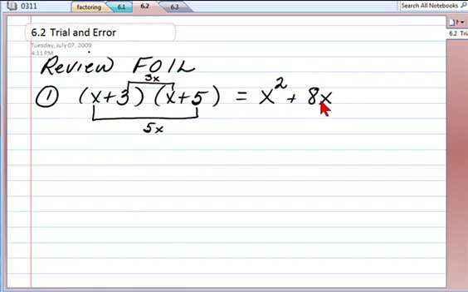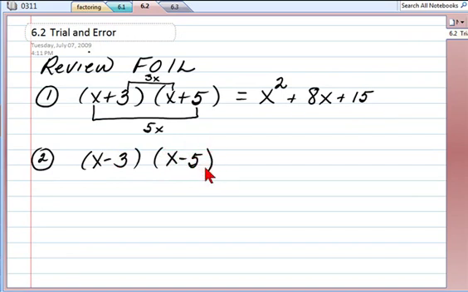8x. And then the product of the last, and I'm moving kind of slowly with this. I know most of you are better at FOIL than I'm leading you to believe, is 15. So is everybody okay with that? Okay, first, outers plus inners, and last. Let's take a look at another example. And the only thing I'm going to change up in this is I'm going to make it x minus 3 times x minus 5.